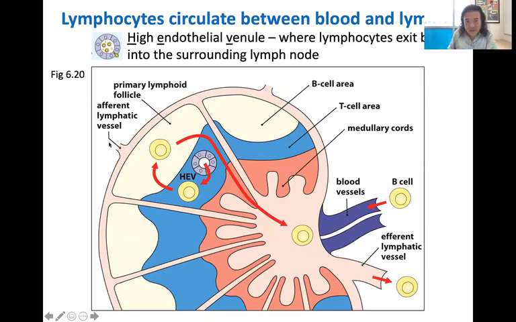This little entry point here and this entry point here would represent what we call afferent lymphatic vessels. In other words, stuff is coming in through these regions that might be coming from the tissue that was being drained, or maybe from another lymph node that was upstream of this. In terms of the way out, there's really only one way out of this lymph node, and that is through the efferent lymphatic vessel, this big one here.